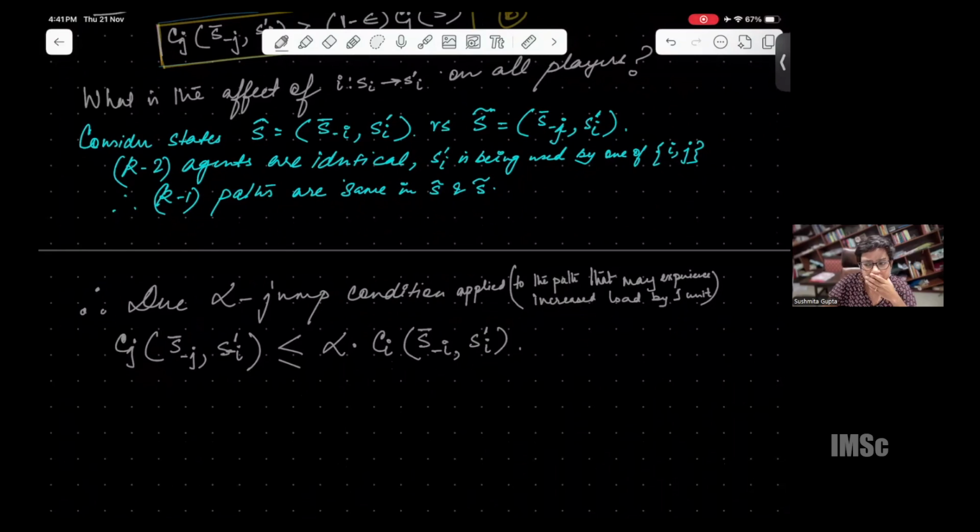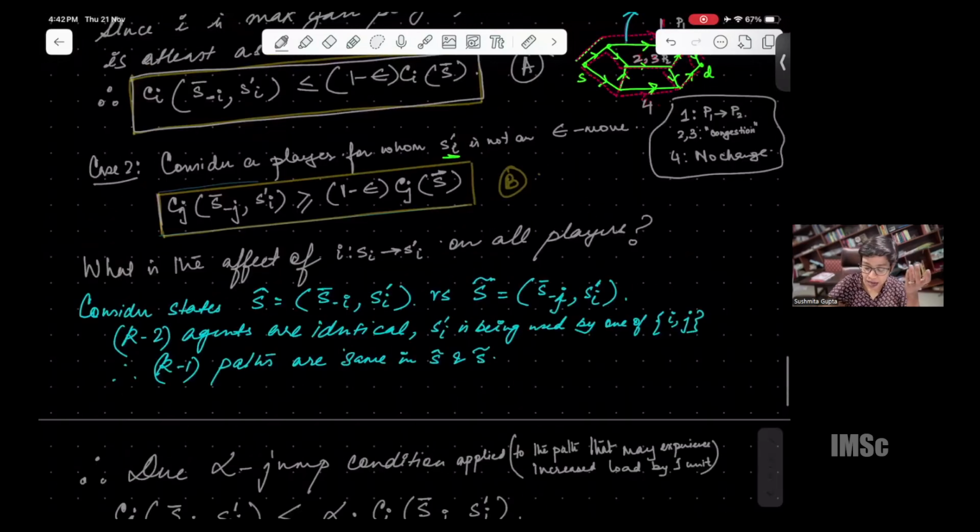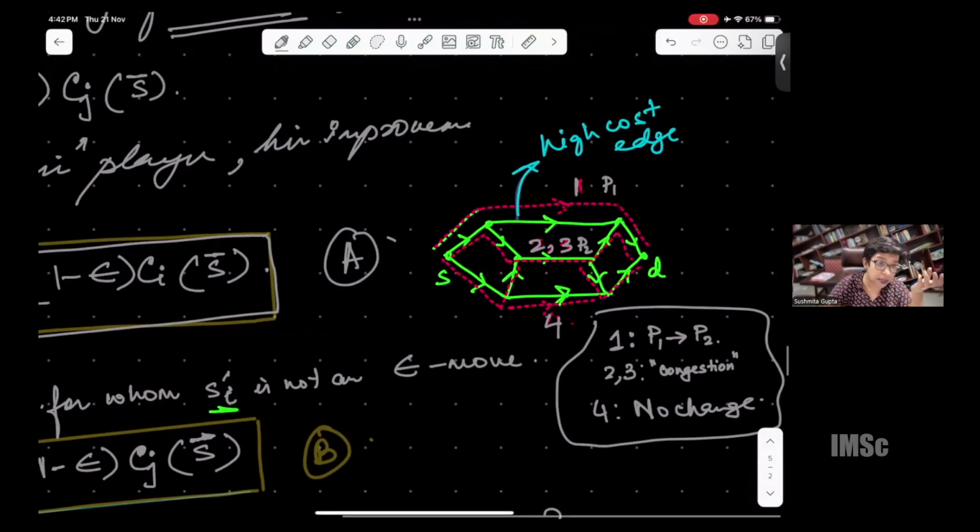Okay. All right. So think a little bit about this. The main point is that due to this unilateral move, where only one path is getting changed, the increase in load can only be by a factor of alpha. The increase in load is by a factor of alpha across all the edges on that path. But that path can be part of a very complicated network and so on, right?